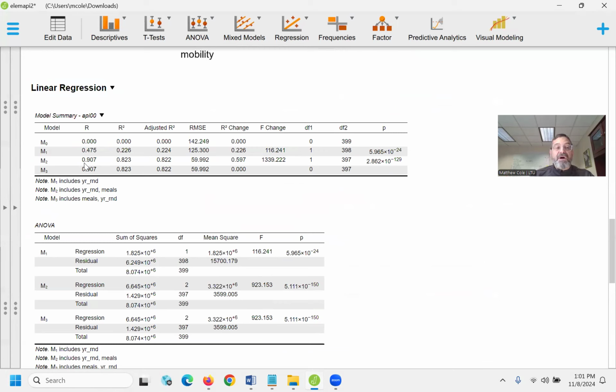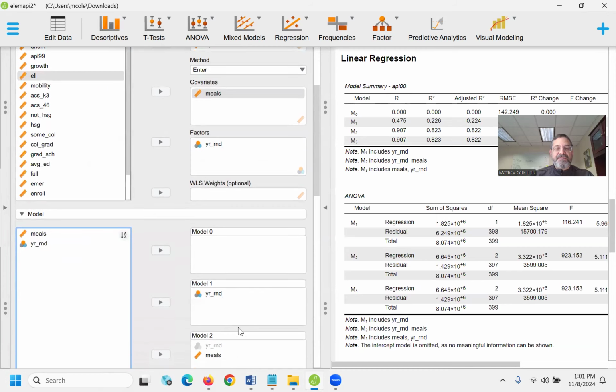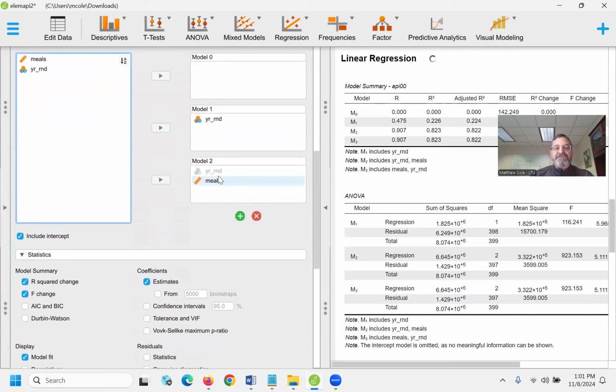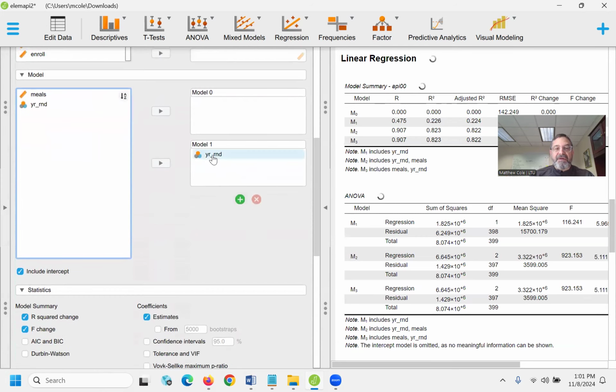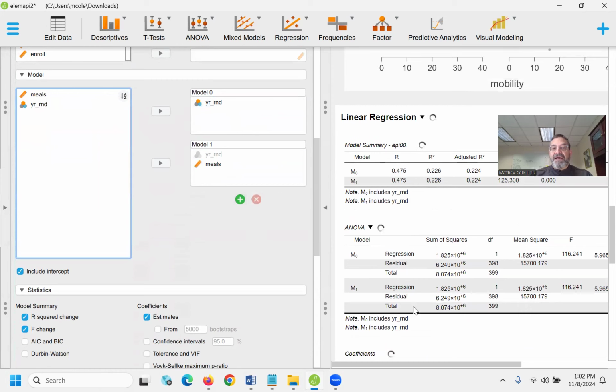So if model 1 was where we added year round, and usually then if we're talking about controlling, we tend to think of model 0 as that starting point. So really what we would want to do is we would want to say, we'll get rid of some of these models. So now, and we can just drag these in. So model 0 is the starting point, and then we'll add meals in model 1. So now we have 2 models.